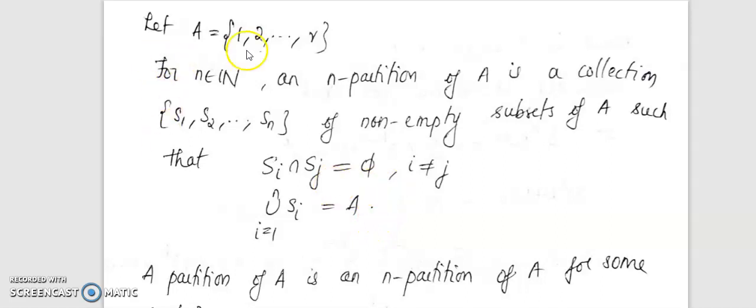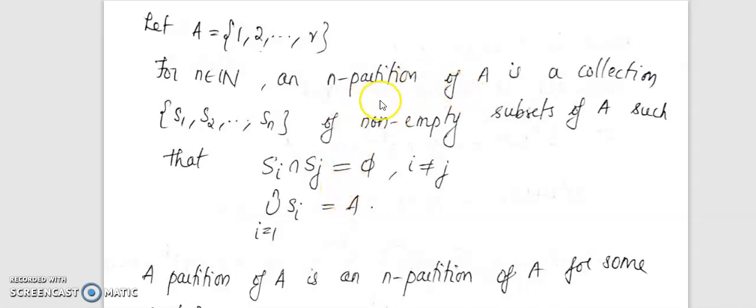So suppose you are given a set A equal to the set {1, 2, 3, ..., r}. Now by an n-partition of set A, we mean a collection of subsets S1, S2, ..., Sn, and they must be non-empty subsets such that Si intersection Sj is equal to phi, and when you take the union over i equal to 1 to n of Si, that will be equal to A.